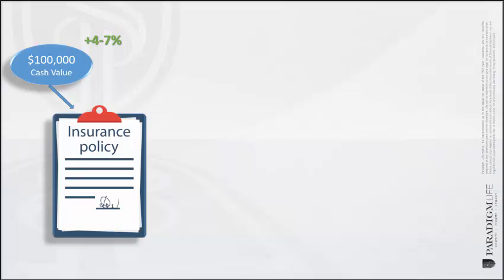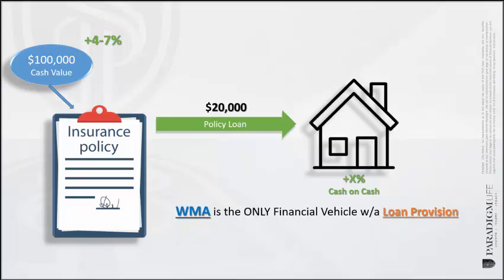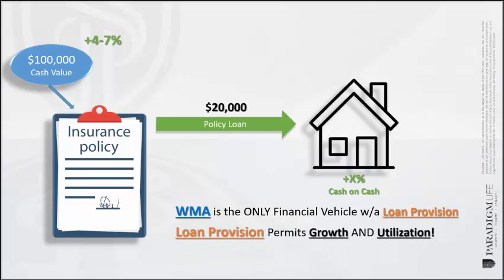We've got our earnings rate up there. Now, we have the ability to borrow against our cash value. So in this case, I'm going to use $20,000. And we're going to look at an example of real estate here. So again, to recap, wealth maximization is the only financial vehicle with a loan provision, and that loan provision permits growth and utilization. So our money is growing and we have the ability to utilize it.